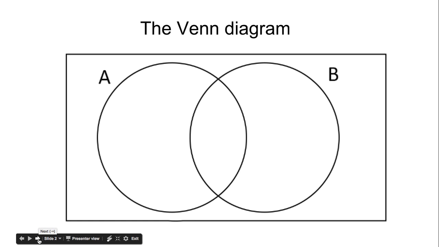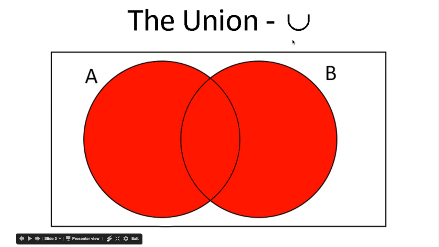Now we're going to see some notation. The first piece of notation is this thing here, and this is called the union. Now I've shaded the union. The union means that you can belong to set A or set B or be in the middle. You can be part of set A or set B. So that's the union, and that's represented by this U sign here.